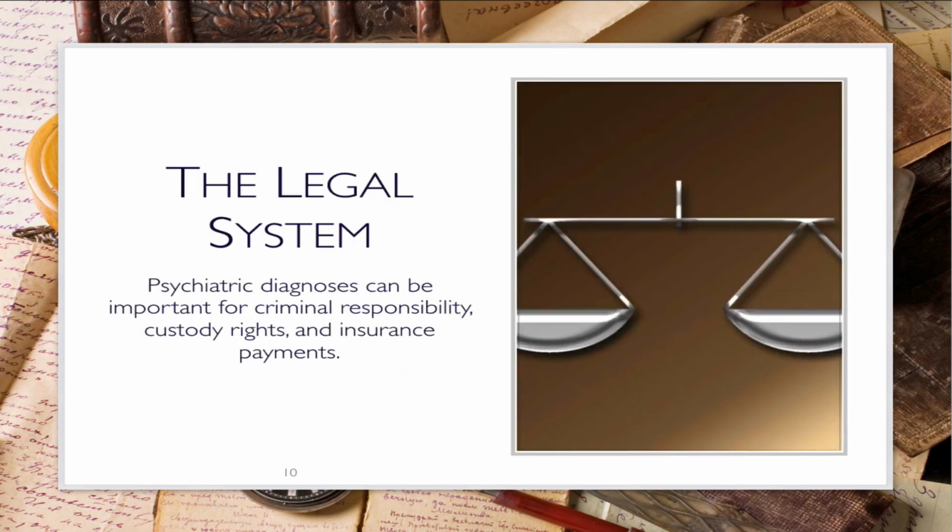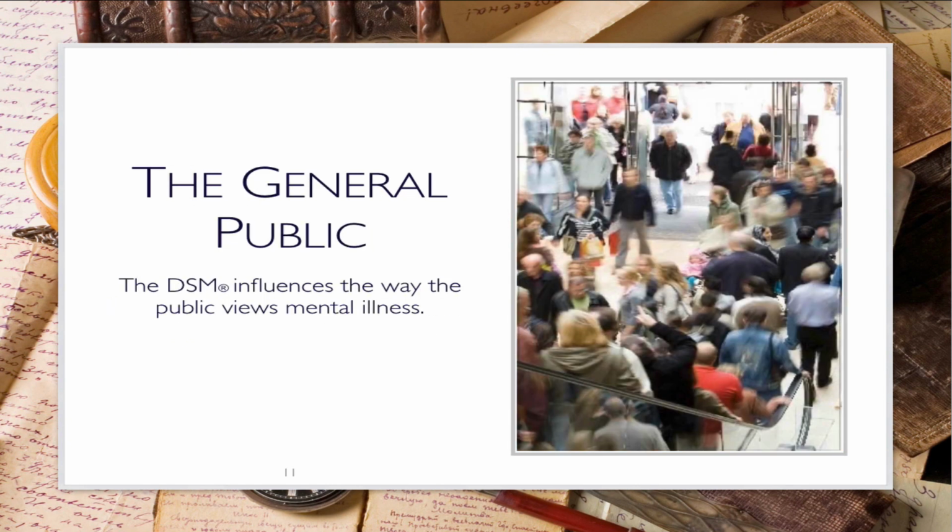The legal system can also be important for criminal responsibility, for custody rights and insurance payments. And the everyday person, the general public, the DSM influences the way that the public views mental illness.